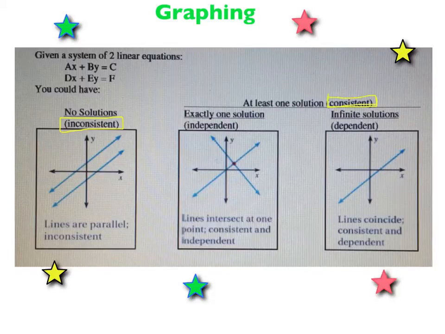I didn't mean to cross it out, sorry. Now, if it has at least one solution, your options are it could either have exactly one solution, and that's when your two lines cross exactly one time. We call that independent. Or it could have infinite solutions, and that's when your lines are the same line, they coincide, and we call that dependent. So when you're asked to classify, your choices will be either inconsistent, or consistent and independent, or consistent and dependent.